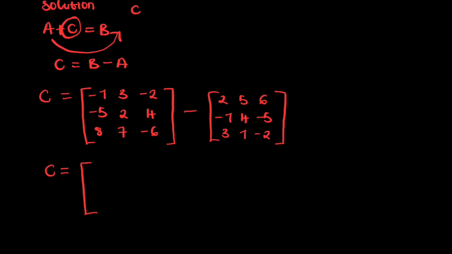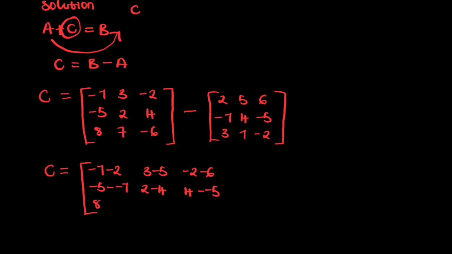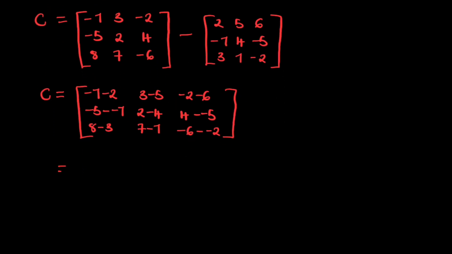So we can subtract. We have minus 1 minus 2, 3 minus 5, minus 2 minus 6, minus 5 minus 1, 2 minus 4, 4 minus 5, 8 minus 3, 7 minus 1, and minus 6 minus 2. So this is it. Now we need to simplify.